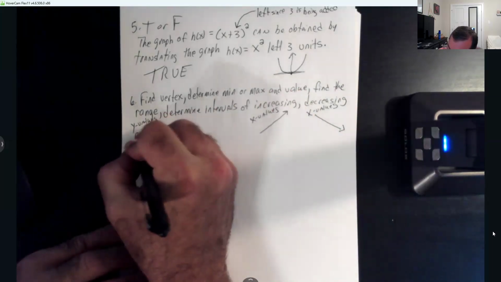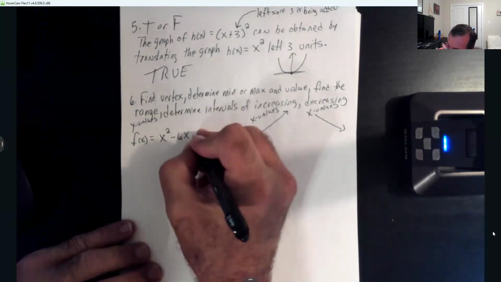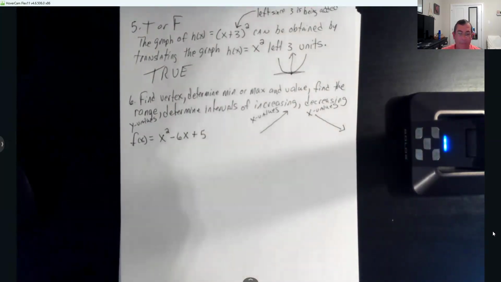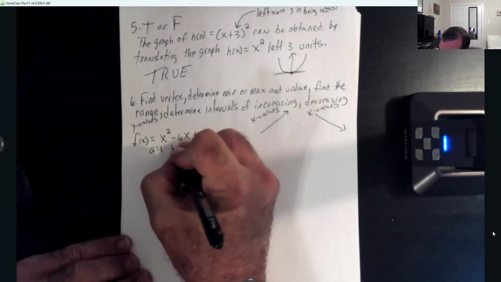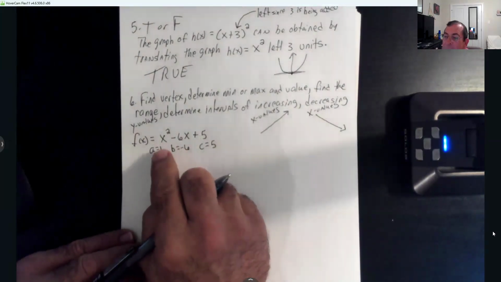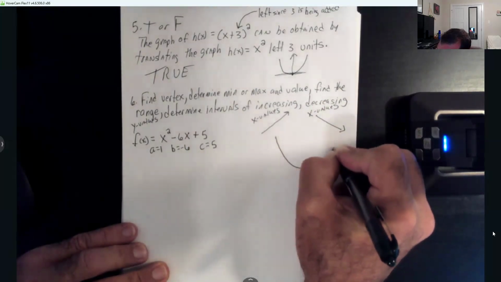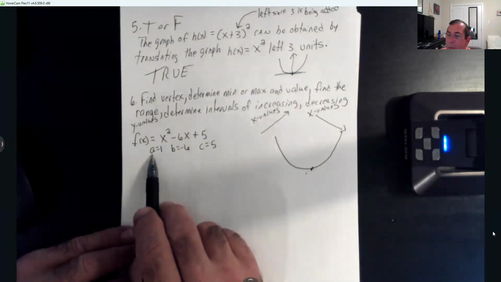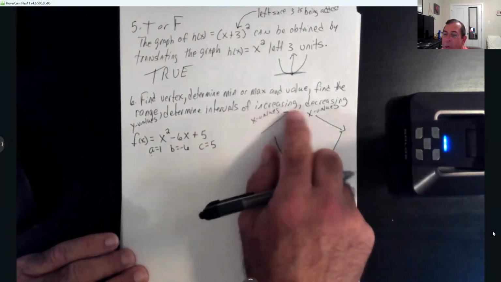So for this function, we got f of x equals x squared minus 6x plus 5. All right, y'all. So a is 1, b is -6, and c is 5. So since this a is positive, no matter what, my parabola is going to go downhill and then uphill. But that vertex will be a minimum. That'll be a minimum because a is positive. So we got to find this minimum point, and that'll answer almost all these questions.